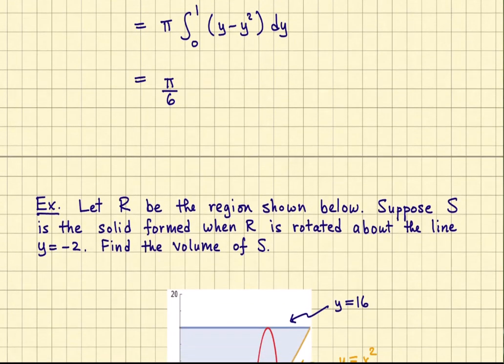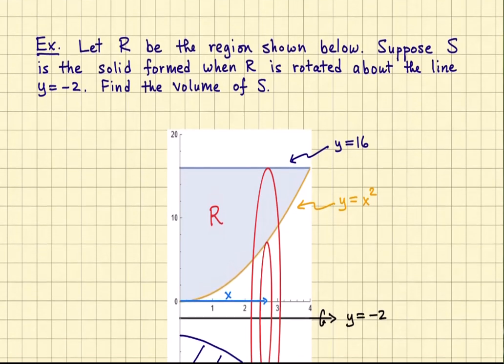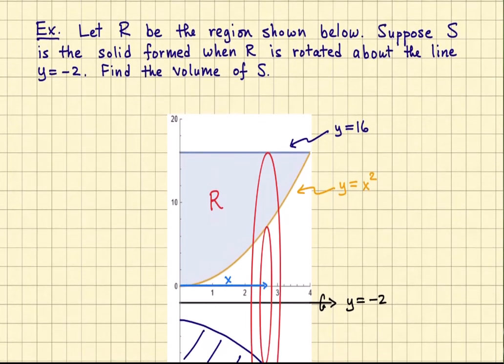Okay, let's look at another example. And this time we want to vary things just a little bit by looking at what happens when we rotate about what I call an offset x or y axis. So we're going to rotate around something that's not the x-axis or the y-axis. It's still going to be either a horizontal or a vertical line, but it won't necessarily be the x-axis or the y-axis. Okay, so let's let R be the region shown below.